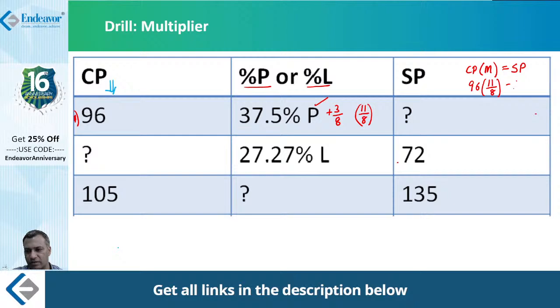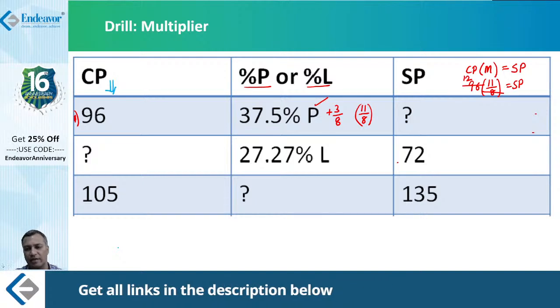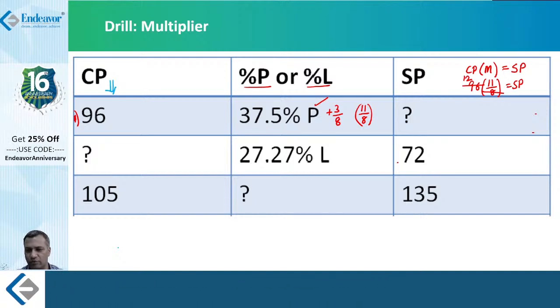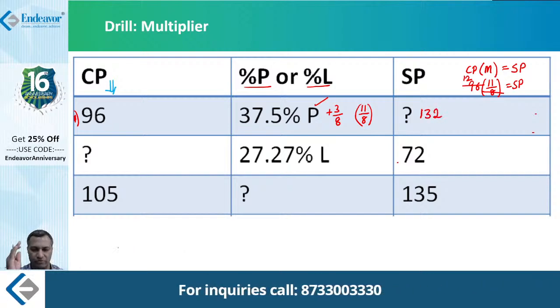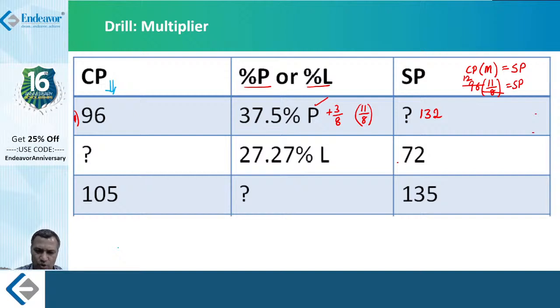It should become the selling price. Therefore 8 one time and 96 is 8 12 times. Therefore 12 into 11, which is nothing but 132. That is the selling price in this case. If the cost price is 96 rupees and I want a profit of 37.5%, then the selling price should be 132 rupees. Let's do another drill.